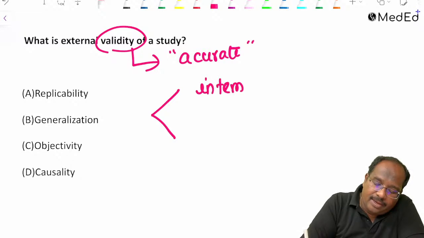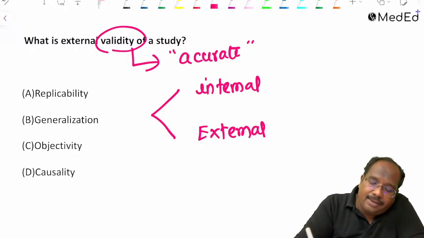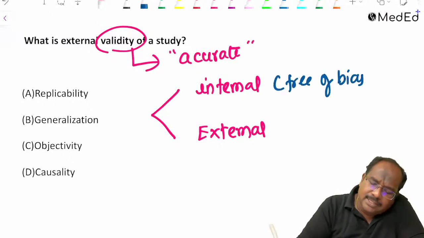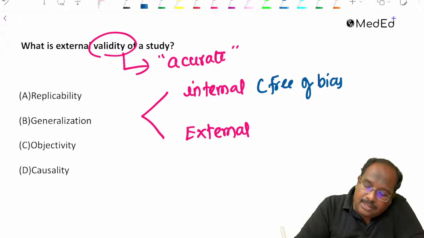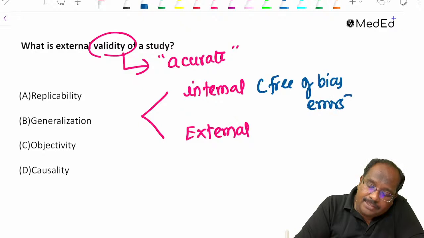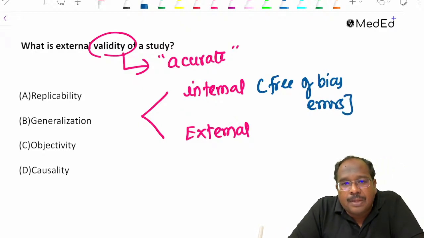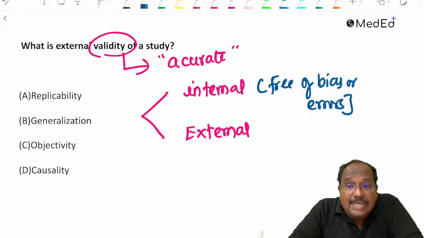Internal validity and external validity. Internal validity means the study is free of bias, free of systematic errors and confounding factors. It means how accurately the study is done, free of errors. That is called internal validity.